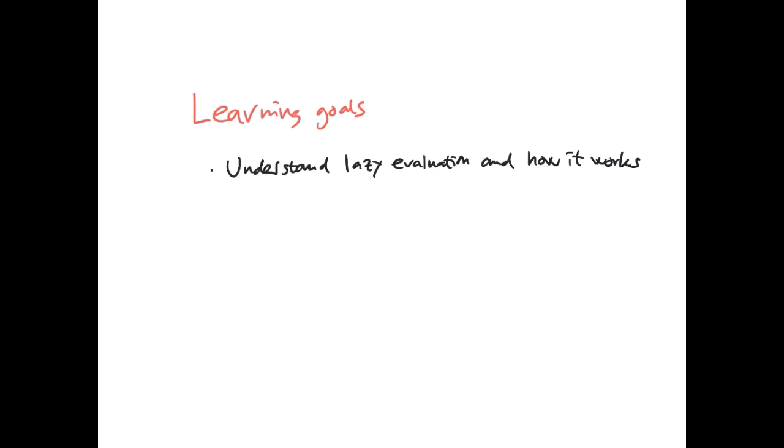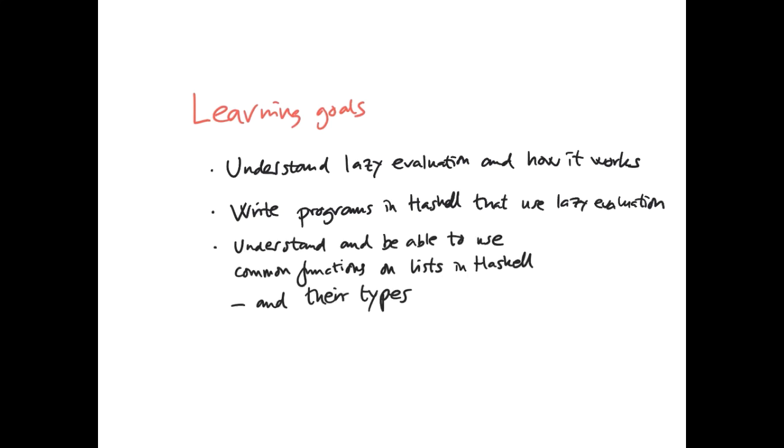So what are the learning goals for this particular session? The first learning goal is that you must understand lazy evaluation and how it works. Another important learning goal is that you should be able to write programs in Haskell that use lazy evaluation. Concerning lists, an important goal here is that you must be able to understand and be able to use common functions on lists in Haskell and to understand their types. And this includes the functions map, filter, fold left and fold right.